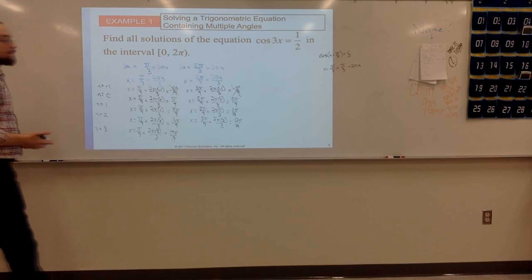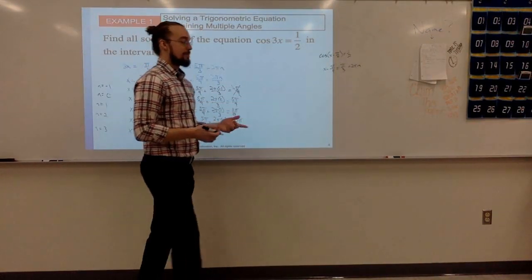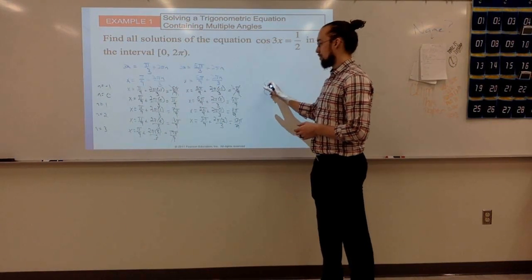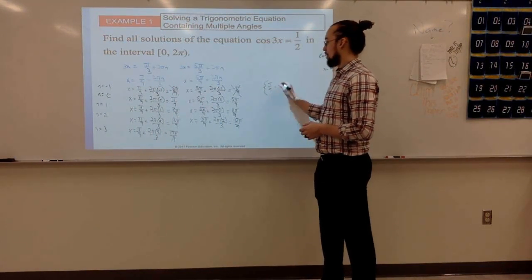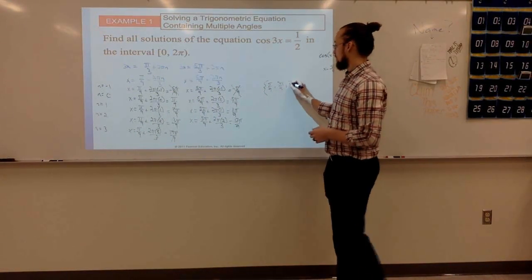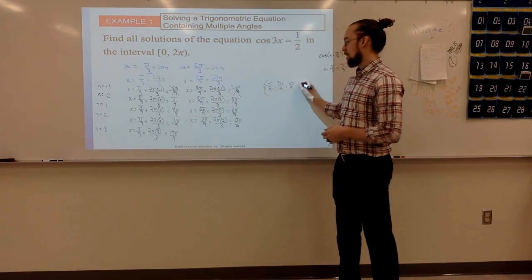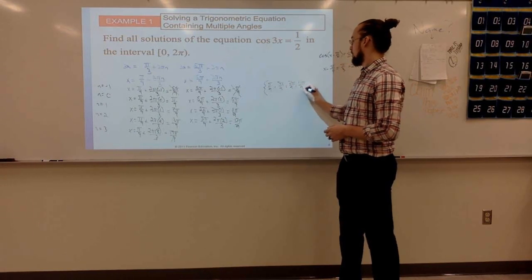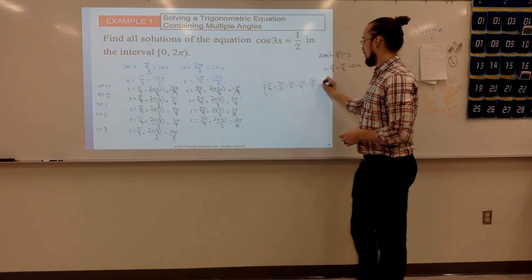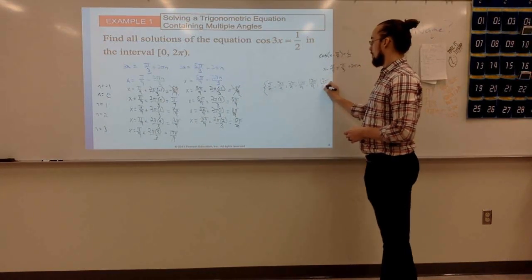So for this problem, we end up with 6 answers. Okay, my solution set would be pi over 9, 5 pi over 9, 7 pi over 9, 11 pi over 9, 13 pi over 9, and 17 pi over 9.